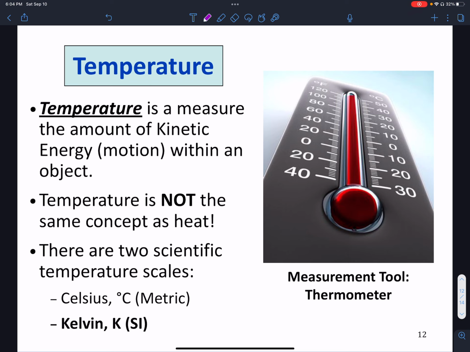Think of it this way. When you get hot, you move a lot faster. When you're really cold, you go very slow. Of the two scientific scales that we use, Celsius shows up quite a bit, but Kelvin is our SI unit. And obviously the tool is the thermometer.